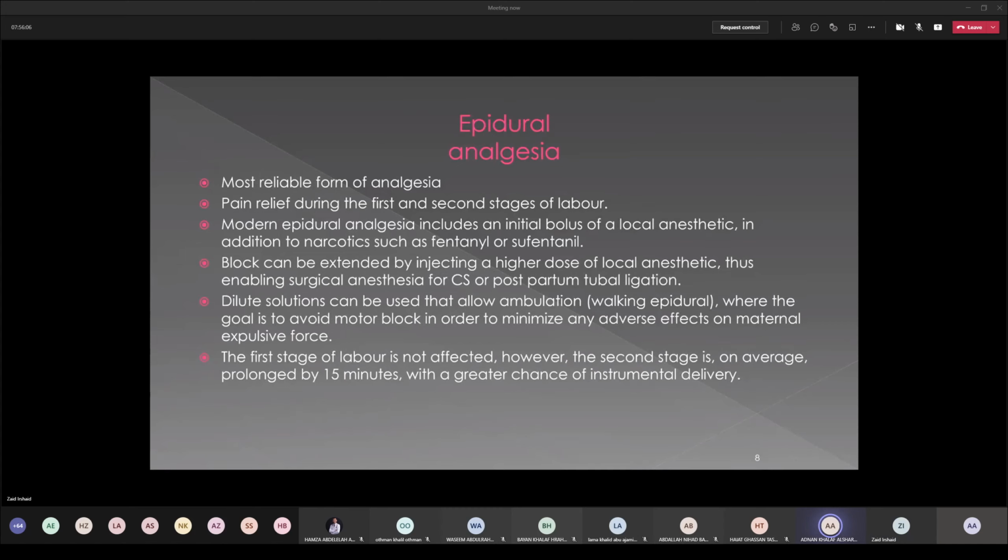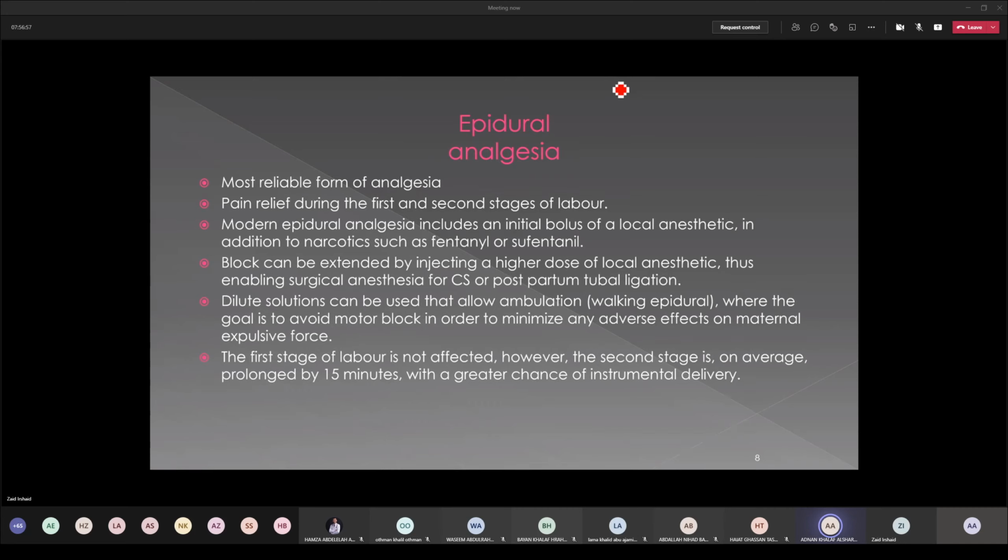بالنسبة للإبيديورال أنالجيزيا زي ما حكينا هي the most reliable form of analgesia, pain relief during the first and second stages of labor. بالنسبة للمودرن epidural analgesia, it includes an initial bolus of local anesthetic in addition to narcotics such as fentanyl or sufentanil. بالنسبة للـ local anesthetics ممكن نستخدم اللايدوكين، بيوبيفاكين، روبيفاكين، بس أكثر شيء بيستخدم اللي هي اللايدوكين. بالنسبة للبلوك can be extended by injecting a higher dose of local anesthetic, thus enabling surgical anesthesia for CS or postpartum tubal ligation. هسه هون بنحكي عن مفهوم التحول من الإبيديورال أنالجيزيا إلى الإبيديورال أنستيزيا عن طريق زيادة الدوز of اللوكال أنستيك اللي هي we are injecting للإبيديورال space.